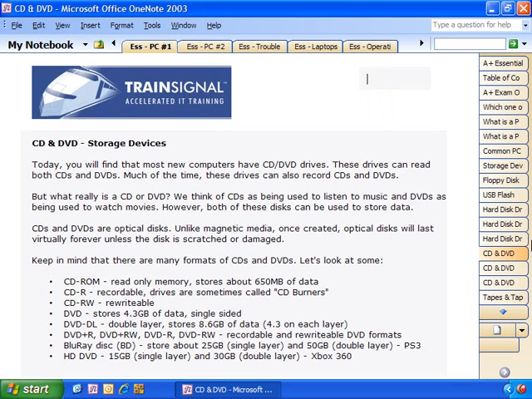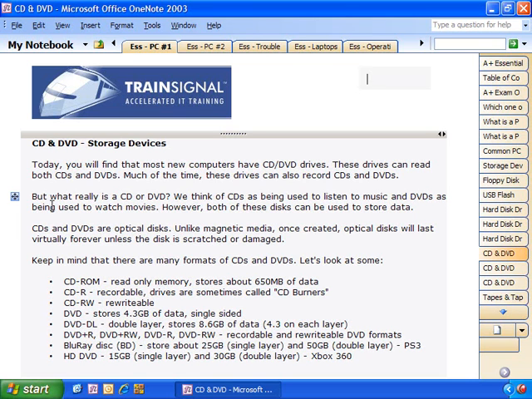All right, now let's talk about CD and DVD storage devices. Another type of storage device is an optical drive. So it uses light to read disks. You'll find today that most new computers have CD and DVD drives. These drives can read both CDs and DVDs. Now, much of the time, these drives can also record CDs and DVDs or create those CDs and DVDs. Many people call that burning a CD or a DVD, although it really doesn't use heat necessarily to do it.